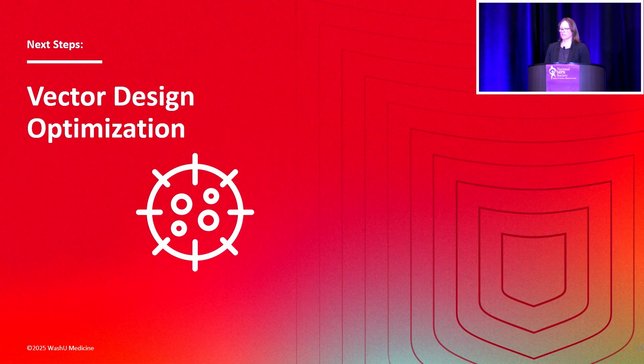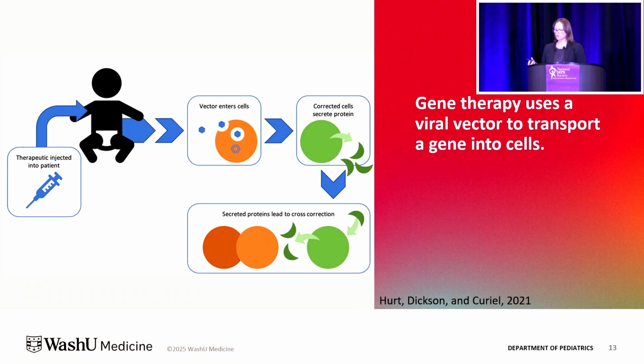So what are our next steps in S1, S3 development? The first is vector design optimization. When we talk about gene therapy, we're injecting a therapeutic into a patient that involves a viral vector. This vector enters cells, it corrects the cells and then secretes protein, and the secreted proteins cause cross-correction, as I showed in my previous cartoon.